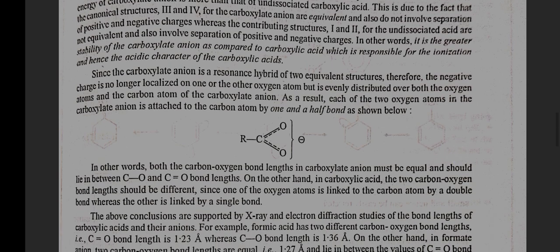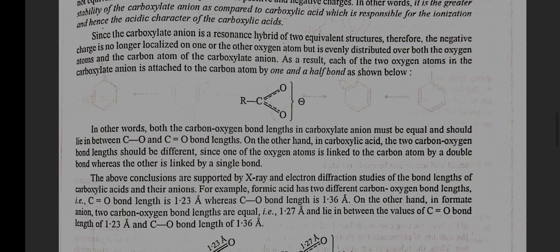In other words, it is the greater stability of the carboxylate anion as compared to carboxylic acid which is responsible for the ionization and hence the acidic character of the carboxylic acids. Since the carboxylate anion is a resonance hybrid of two equivalent structures, the negative charge is no longer localized on one or the other oxygen atom but is evenly distributed over both the oxygen atoms and the carbon atom of the carboxylate anion. As a result, each of the two oxygen atoms in the carboxylate anion is attached to the carbon atom by a 1.5 bond.